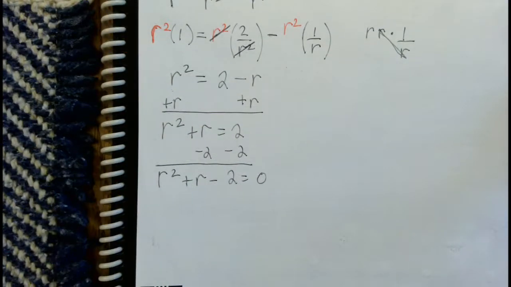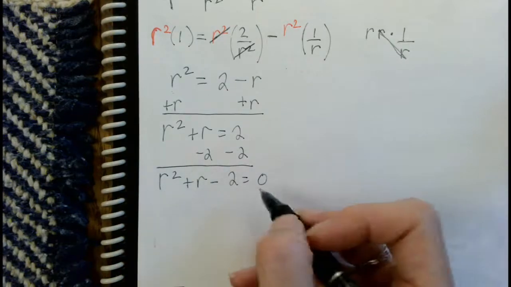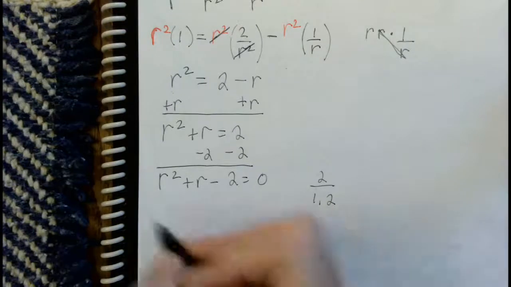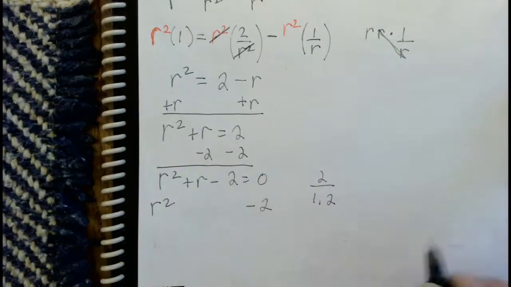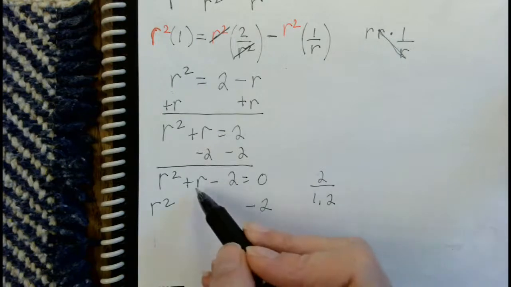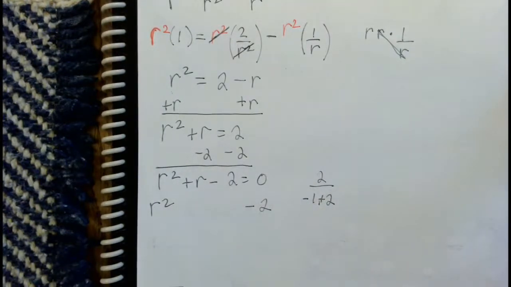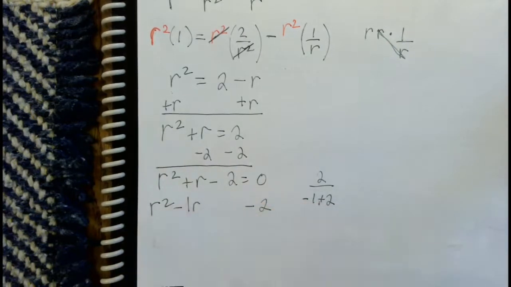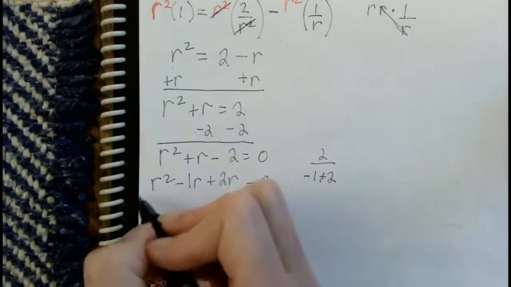And then we want to factor. So we factor here. 1 times 2 is 2, and the only factors of 2 are 1 and 2. So as we split the middle, we need to combine to be a positive 1, so this has to be negative 1 plus 2. 2 minus 1 is 1. So it's going to be minus 1r plus 2r, and we can group.